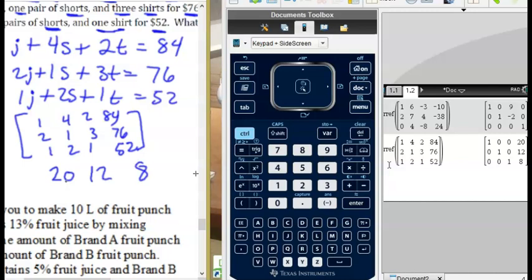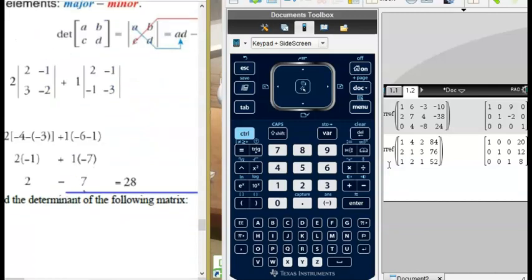So that means that the jeans cost $20, the shorts cost $12, and then the t-shirts cost $8 on average.